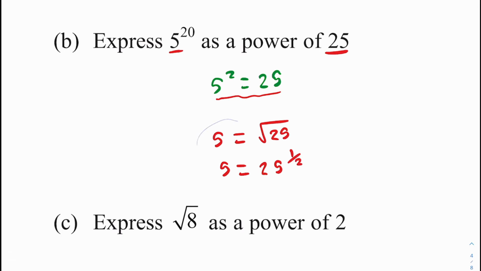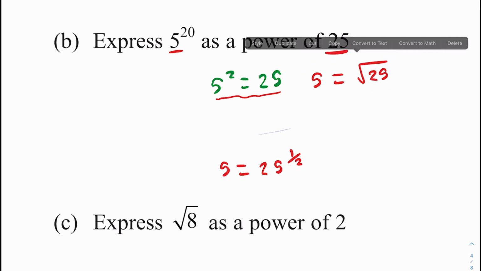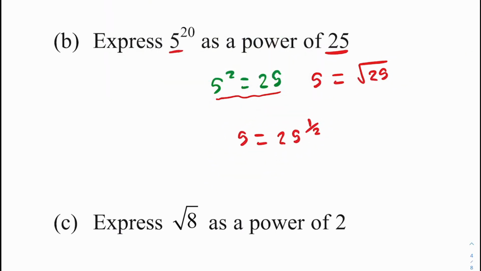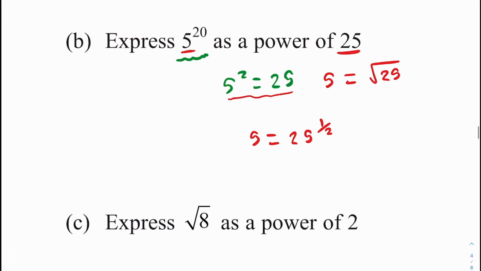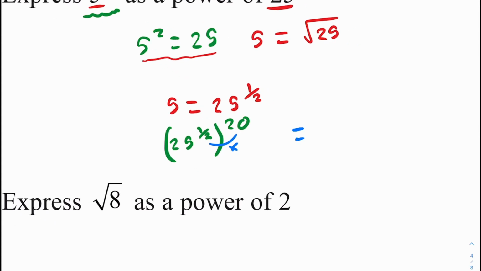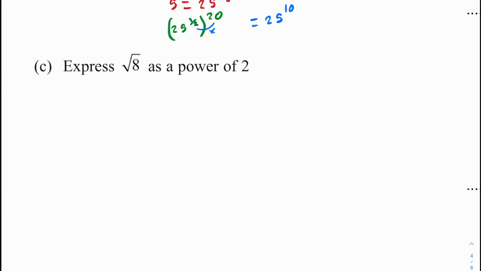Let me just move this out of the way as we've run out of room. Okay, so what we can do with this is we can then rewrite this expression here as 25 to the power of a half, and then all raised to the power of 20. And again, we just have to use the same rule that we've been applying previously, where we multiply our two powers, and this leaves us with 25 to the power of 10.